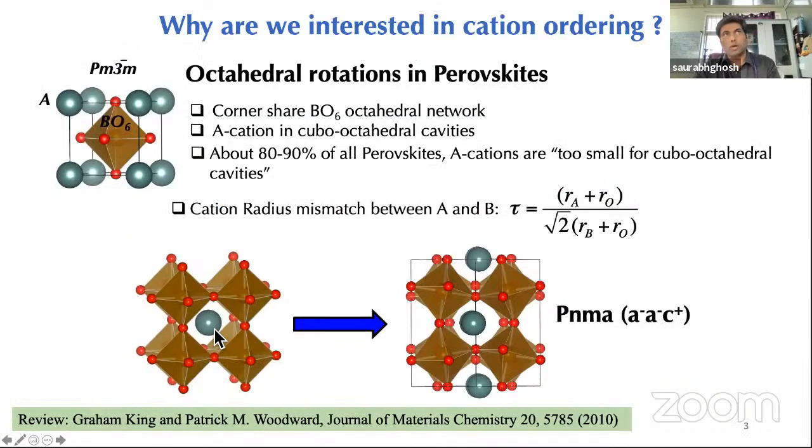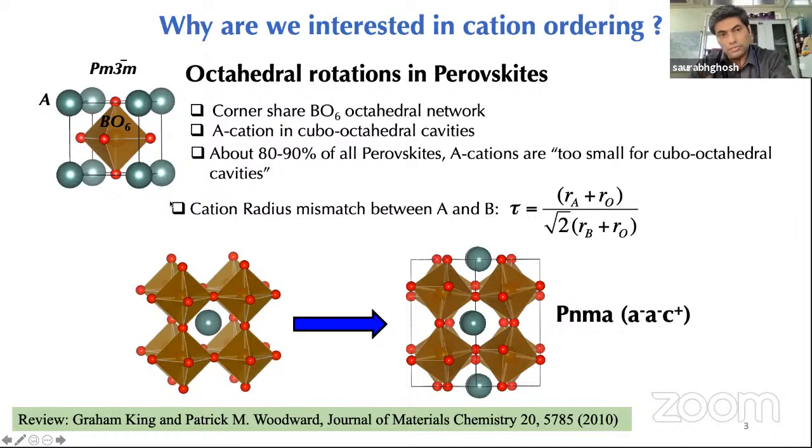So why are we interested in cation ordering? On the left hand side, you have a high temperature, high symmetry structure of ABO3 perovskite oxides. This is a cubic structure at high symmetry, and it's a very simple structure. You have A cations at the corner of the cube, and at the center we have a B cation, and it basically forms a BO6 octahedra.